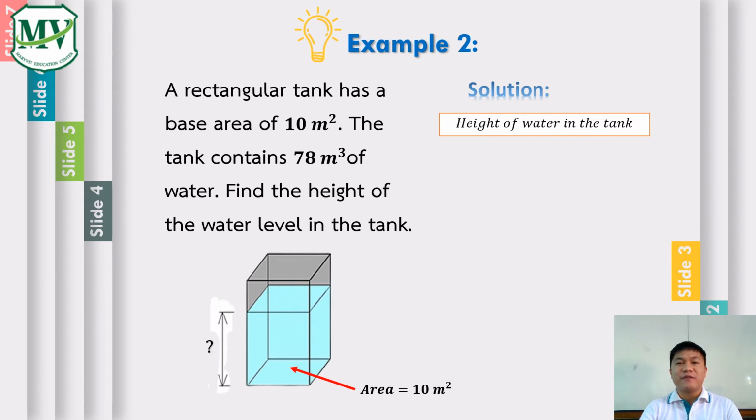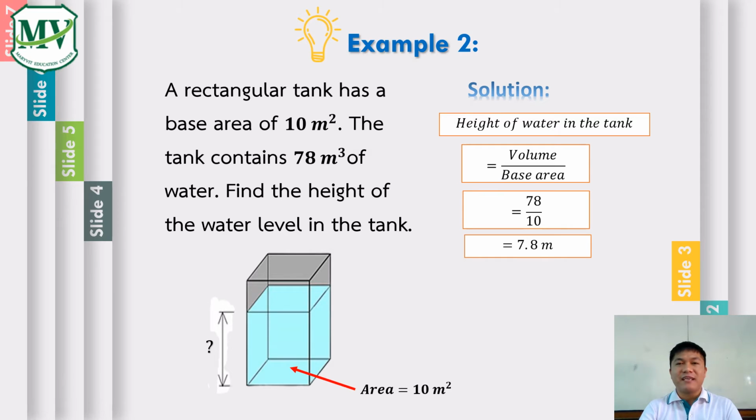Since we are solving for the height of the water in the tank, we can manipulate the formula and turn it to be like this: volume divided by base area, which is equal to 78 divided by 10, and the quotient is 7 and 8/10 meters. Therefore, the height of the water level in the tank is 7 and 8/10 meters.